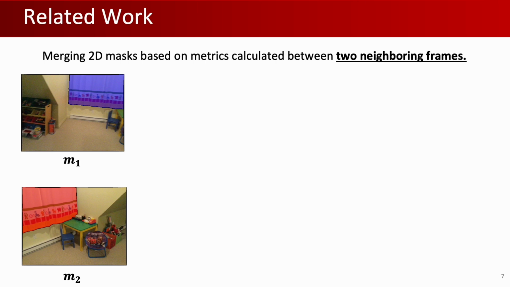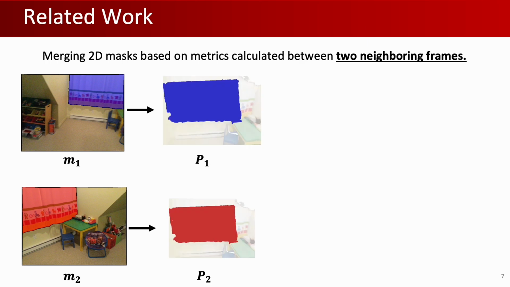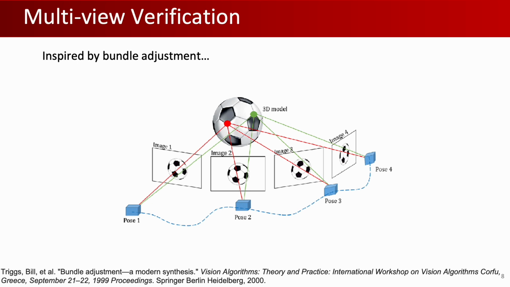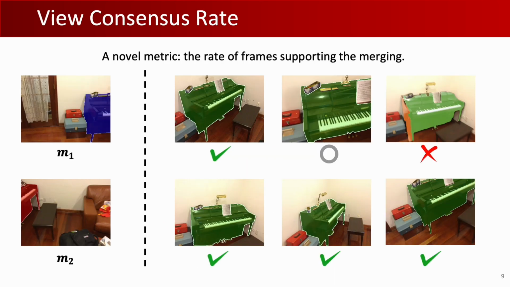To decide if two 2D masks belong to the same object and should be merged, they first back-project the masks into point clouds and then check how much they overlap. If there's enough overlap, they merge them. However, this metric relies solely on two frames, not the entire scanning sequence, leading to limited robustness. Inspired by the classic bundle adjustment algorithm, we propose using multi-view verification to determine whether two 2D masks should be merged, improving global consistency. To utilize the entire sequence for verification, we introduce a novel metric, the view consensus rate.